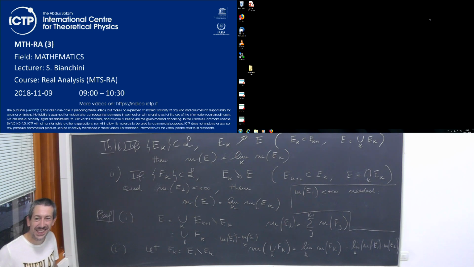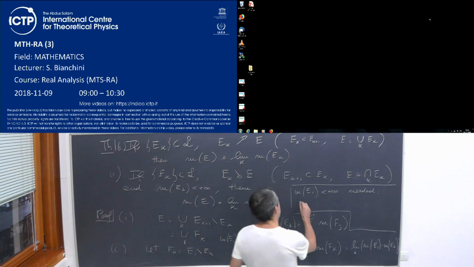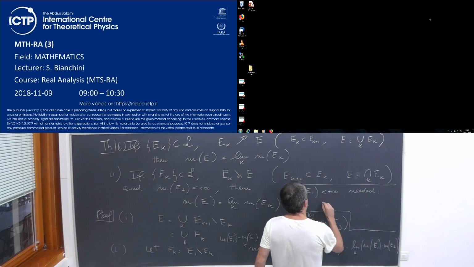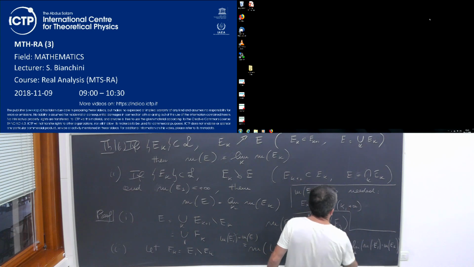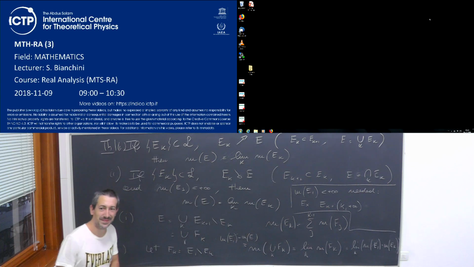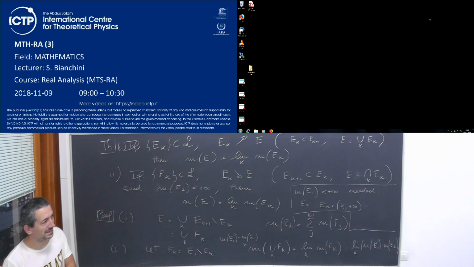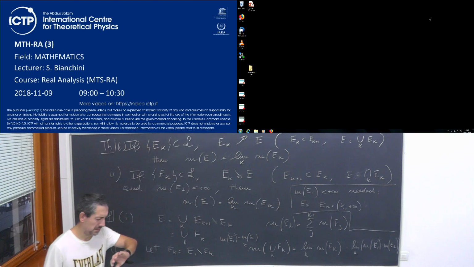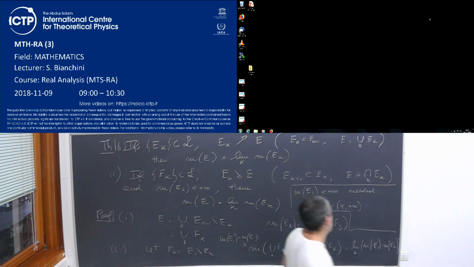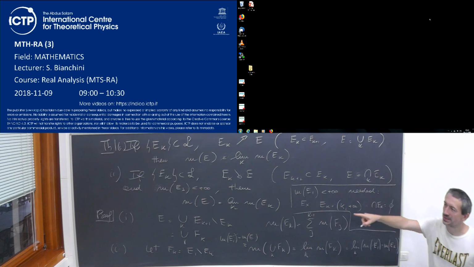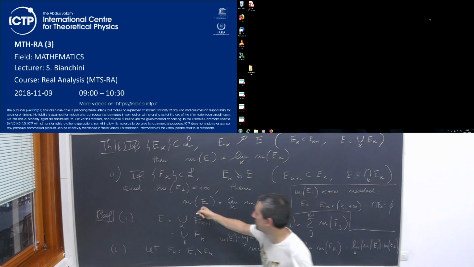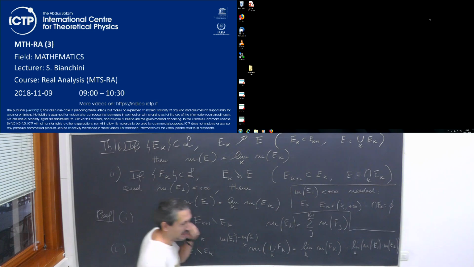We can consider the intervals n to infinity. And the intersection is the empty set. Okay, so what is the intersection of these sets? It is the empty set, and the measure of each set is always plus infinity. So the limit cannot be zero. Okay.